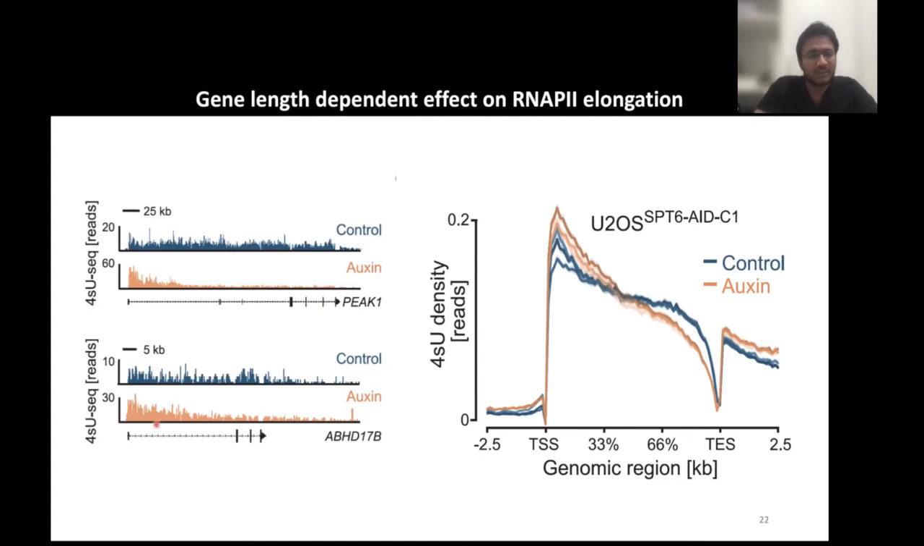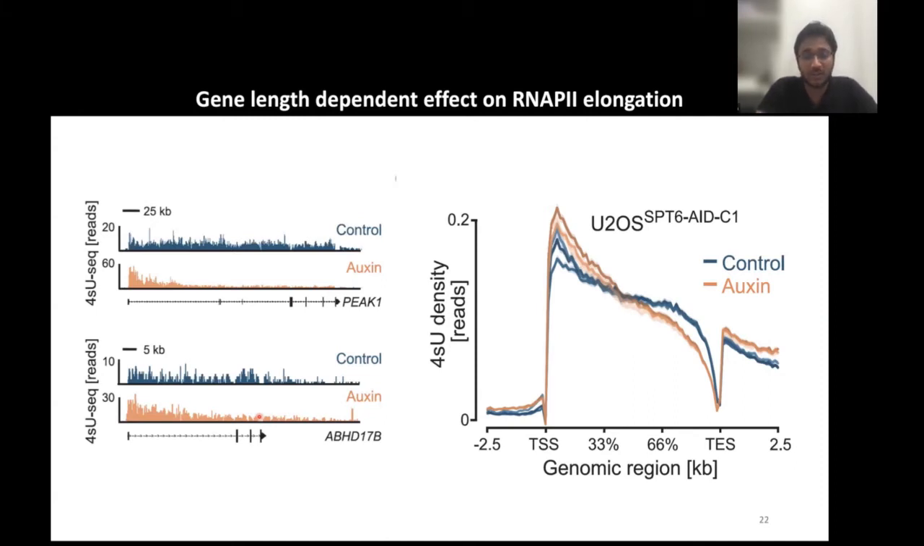Interestingly, this similar effect was also observed in a medium length gene. However, in this case, the reads are still appearing towards the end of the gene. So it seems like there is an effect which is accumulating over the gene length. Now we wanted to quantify it and further analyze it.